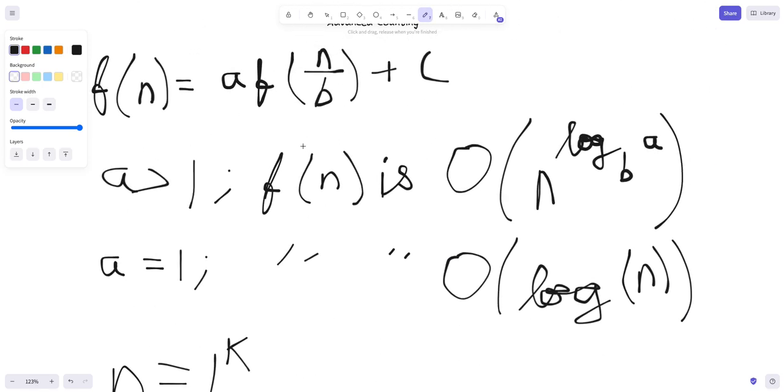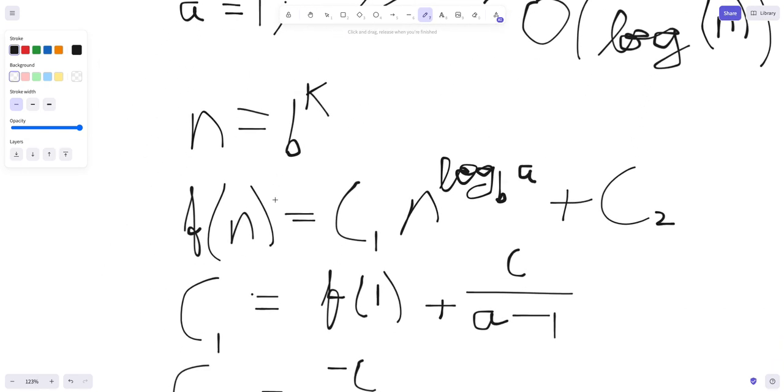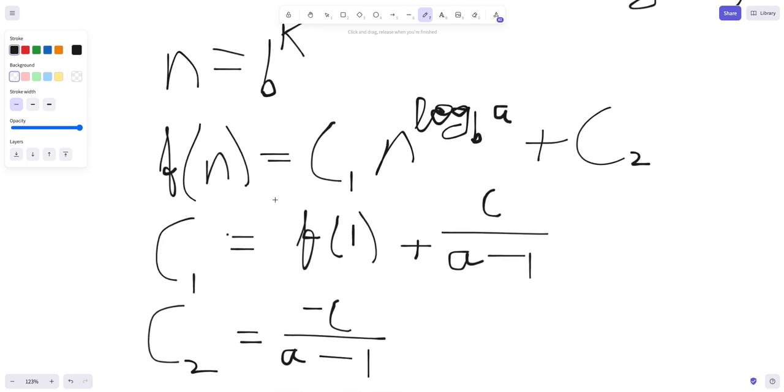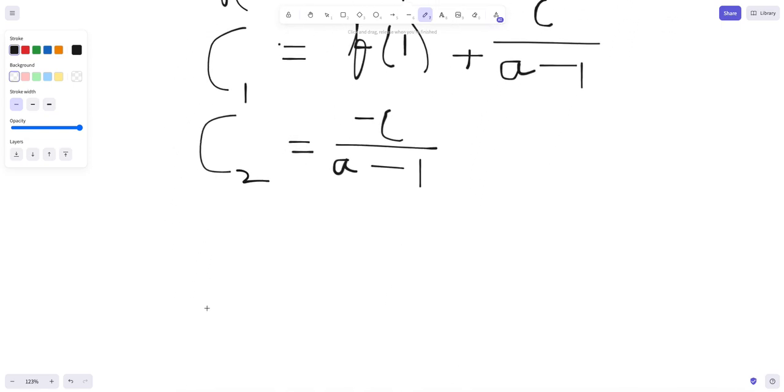If a is greater than 1, then you have f of n is equal to n to the power log base b of a. If a is equal to 1, you have big O of log n. And if n is of the form b to the power of k, then f of n can be written as c1 n to the log base b of a plus c2, where c1 is equal to f of 1 plus c over a minus 1, and c2 is equal to negative c divided by a minus 1.